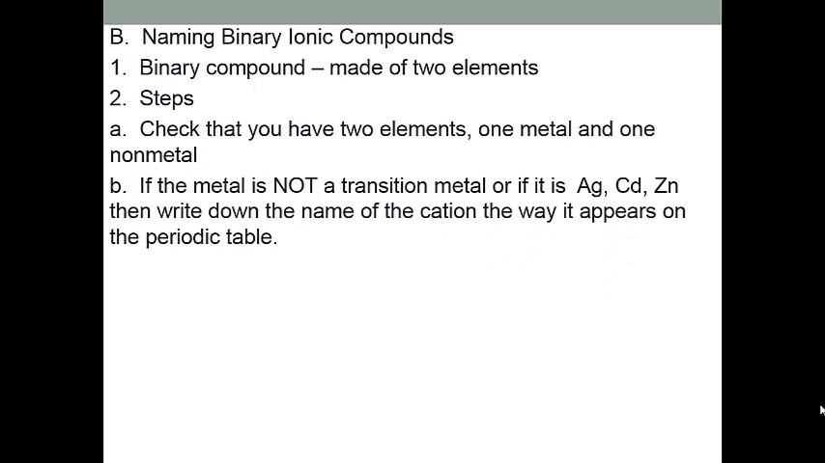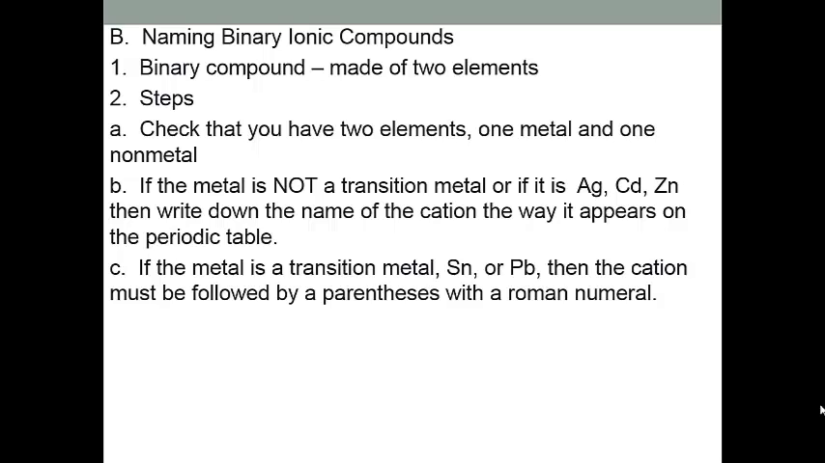That's important when we get into covalent bonding. You won't have a metal and a nonmetal, so we want to be able to tell them apart. If your metal is not a transition metal, or if it's Ag, Cd, or Zn, silver, cadmium, or zinc, those are the exceptions, then you just want to write down the name of the metal, the name of that cation, the way it is on the periodic table. That's all you need to do.